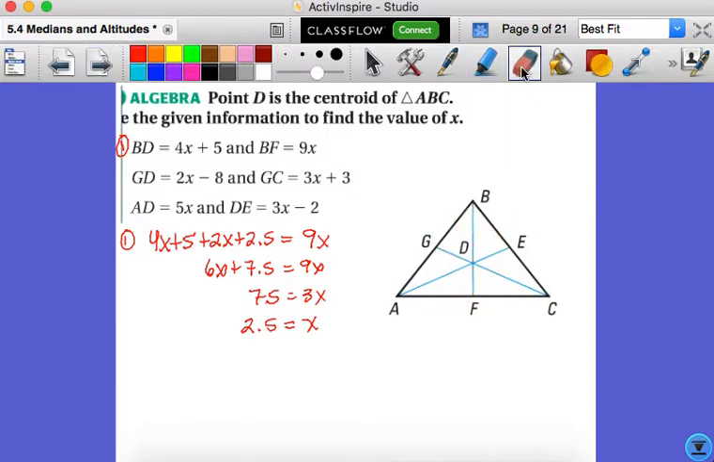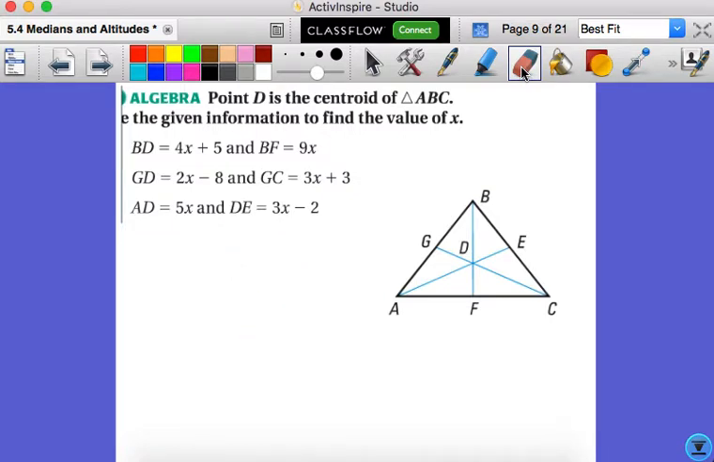So, looking at number 2, in this case, I know that G to D is 2x minus 8. Now remember that that's the smaller part because it's the midpoint to the centroid. And then G to C is 3x plus 3. So if I take that 2x minus 8 and I double it, 4x minus 16 would be the size of the other part of the median.